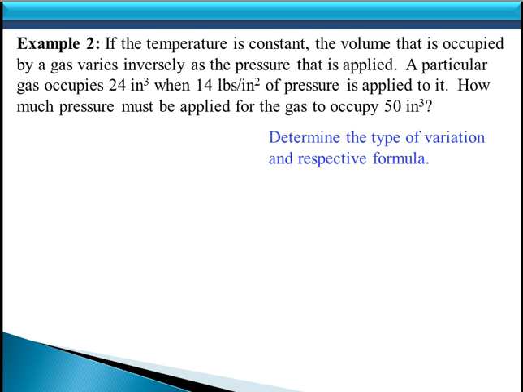So the first thing we need to do is determine the type of variation that's being used here, and then that will tell us what our respective formula is going to be. So you're looking for the phrase that tells you the type of variation, and it's right here, varies inversely as. Now we have to figure out what is the y and what is the x. So here it says the volume that is occupied by a gas varies inversely as. So the y is going to be the volume, and it varies inversely as the pressure that is applied. So the pressure that is applied is going to be our x.